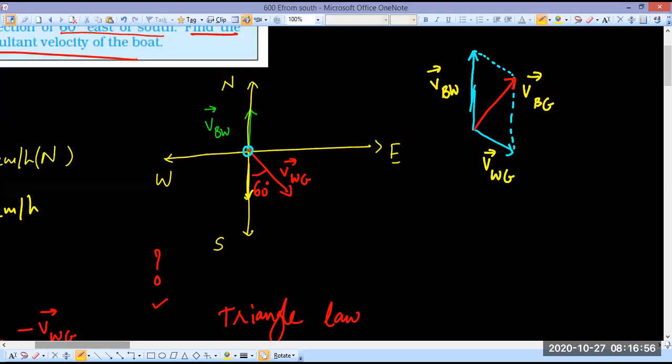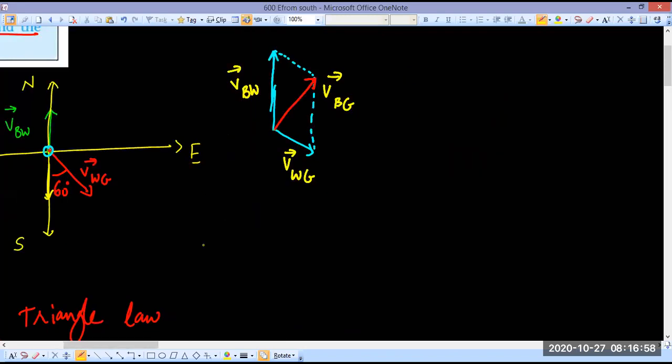Because last time I remember all of you found it easy. Okay, so we can just do it by resultant magnitude formula.